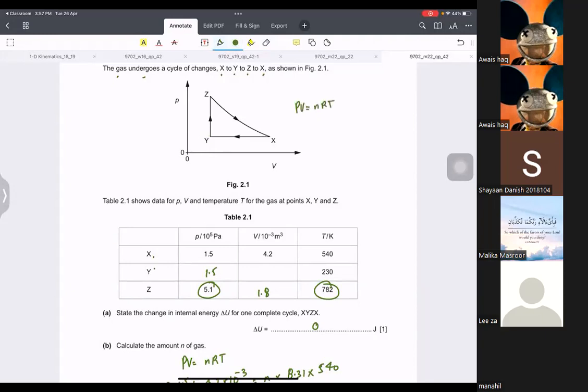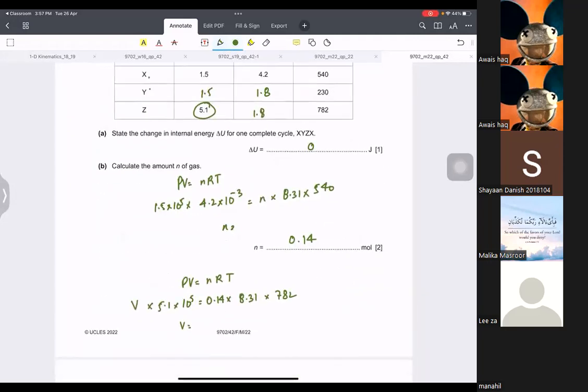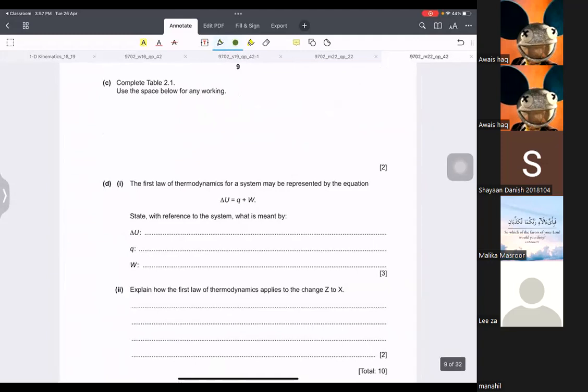PV is equal to nRT. दोबारा करना पड़ेगा. This time 1.5 times V, 0.14, 8.31, and 230. What was the answer? Very annoying question. So मेरे तो same ही आ रहा था 1.8. 1.8. Okay, fine. So that's fine. अच्छा, अब वैसे ना, हाँ, that's fine. It's perfectly okay. So ये not a bad question at all. Very nice question actually. The first law of thermodynamics. What is meant by change in internal energy?